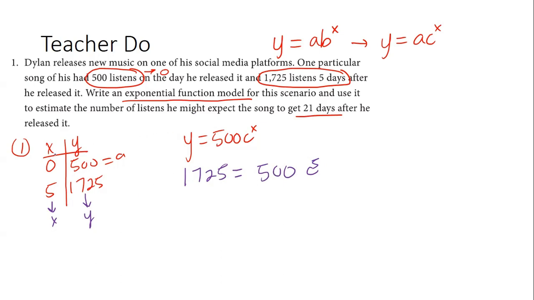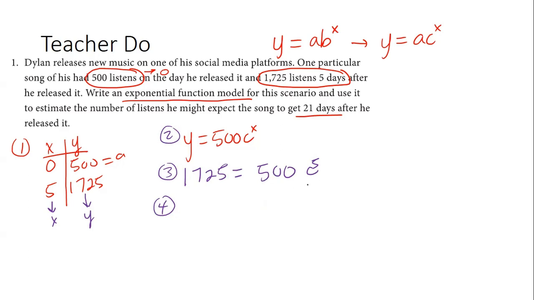Yes. So we made our table. We created our first model. And then we're plugging in to solve for that, right? So step 4 is now to get c by itself. So what are the steps I need to take to get c by itself?